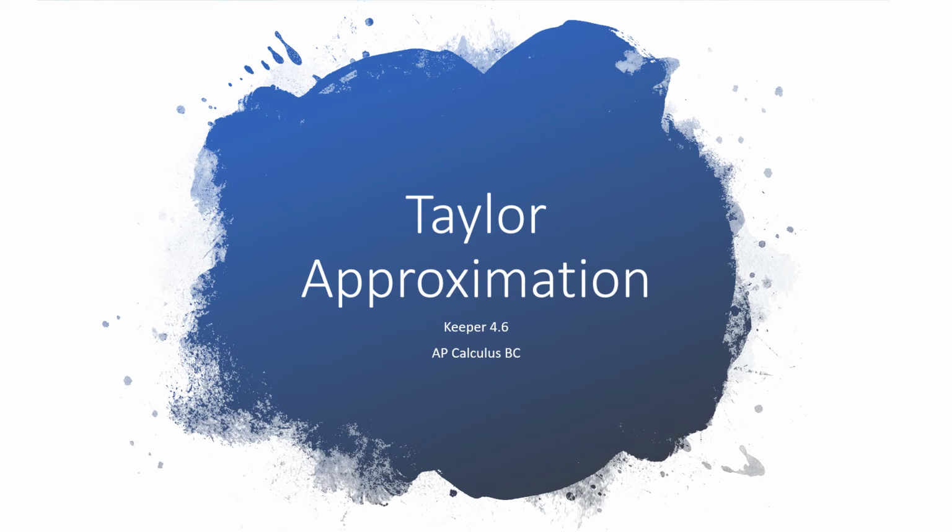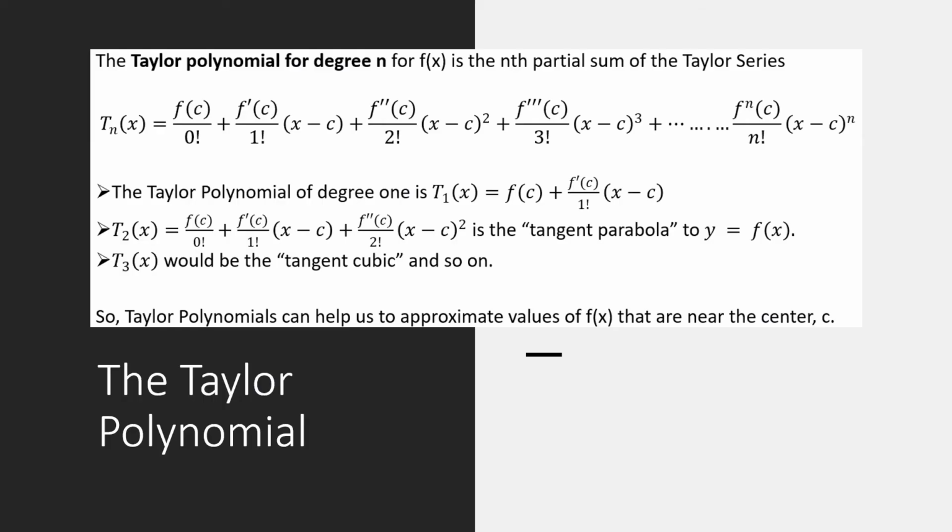All right, keeper 4.6, Taylor approximation. Basically we can take our Taylor series and write them up to a certain derivative or a certain degree. When we write our Taylor series to a certain degree, we call that a Taylor polynomial. Like if I go to the second degree or the third degree and I stop there, I have Taylor polynomials versus a Taylor series.